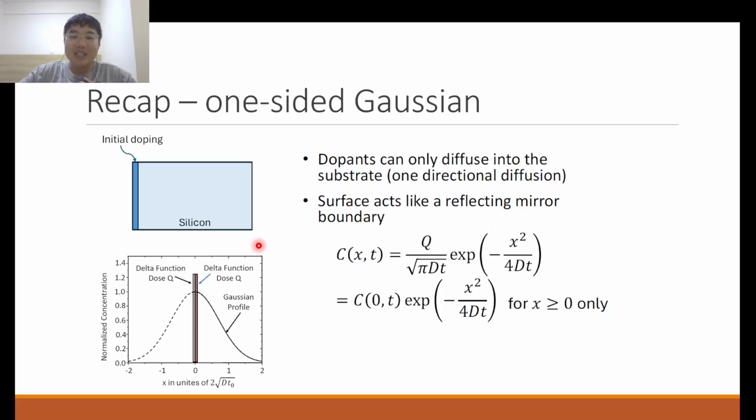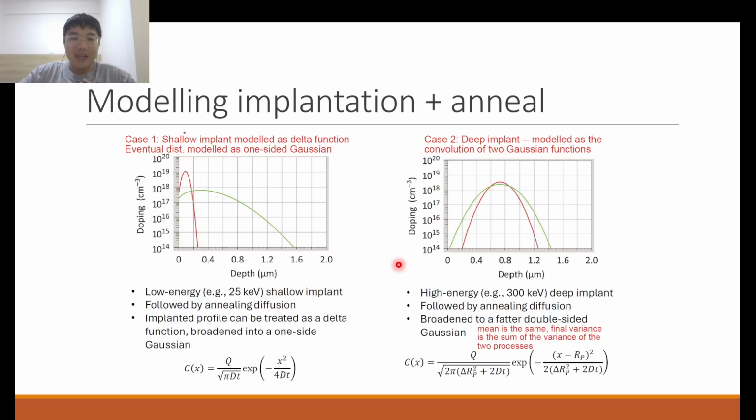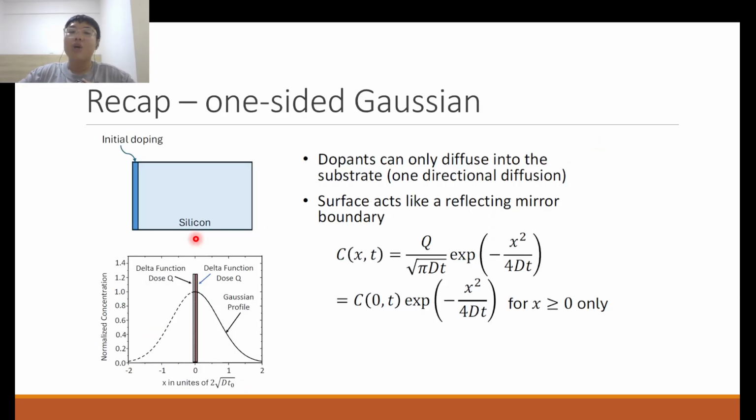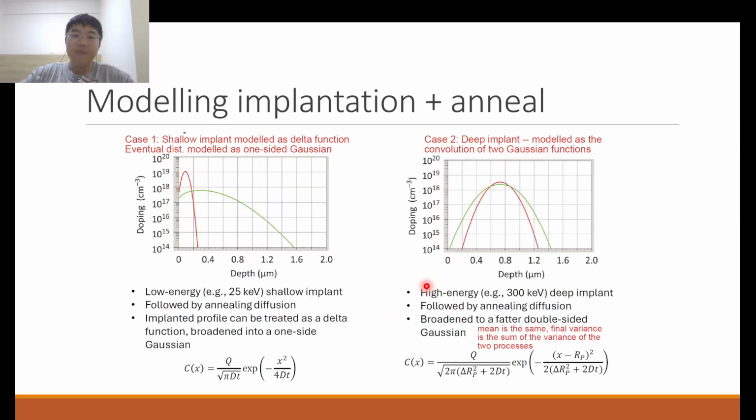So we can use this earlier equation to describe the profile after annealing. We approximate the red curve to be a delta distribution. We know that there's a fixed dose. We utilize the result that we have shown earlier to describe the doping profile after annealing. So it's a one-sided Gaussian distribution.